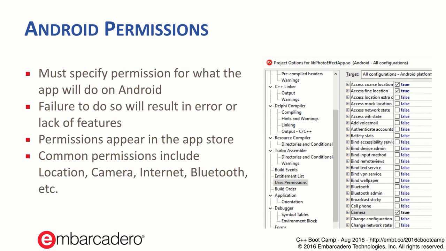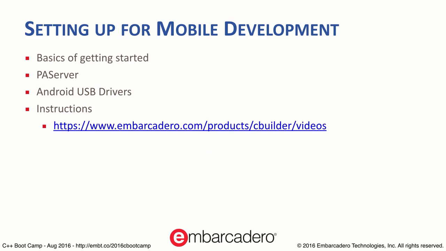Common permissions include location. There's both fine and coarse location, camera, internet, Bluetooth, etc. So take a look at the uses permission screen and make sure that the permissions you need are checked. If you use a feature and it doesn't work, you get an error message or it just doesn't behave, you might be missing a permission. So it's important that you set everything up correctly for mobile development.